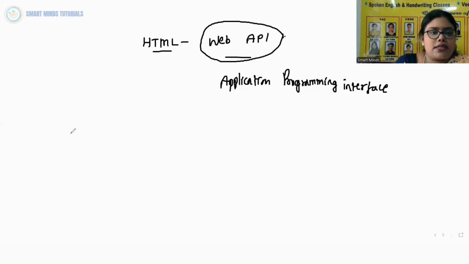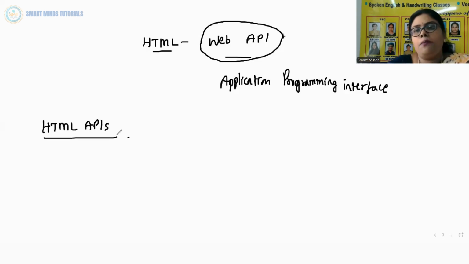Now, let us understand what are HTML APIs. All browsers have a set of built-in web APIs to support complex operations and to help accessing data. Let me give you some main HTML5 APIs. Number one is geolocation API.